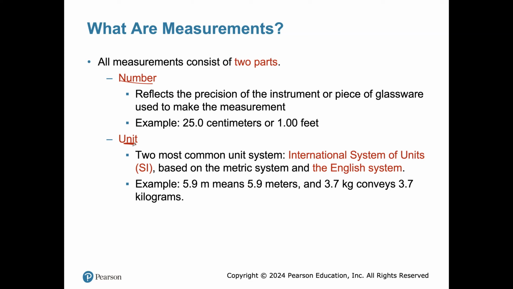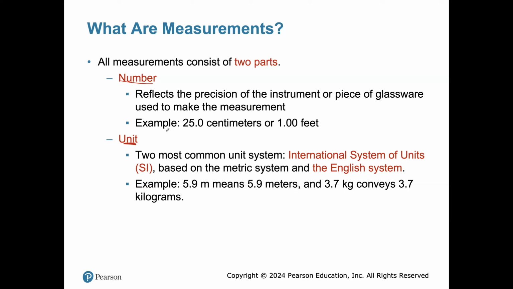So the number reflects the precision of the instrument or piece of glassware used to make that measurement. So for example, you can measure out 1 cup of sugar, or if you use a different type of measurement, it can be 1.00 cup of sugar. And that tells you that 1.00 is more precise than 1 cup, right?